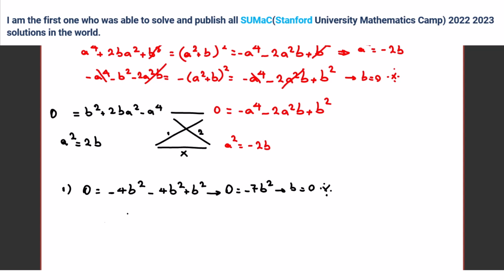Now let's check this as case 2. We can replace a squared with negative 2b. Then we can conclude 0 is what? 0 is a squared, b squared minus 4b squared minus 4b squared. Again, b is 0, right? So only one case is left, right?